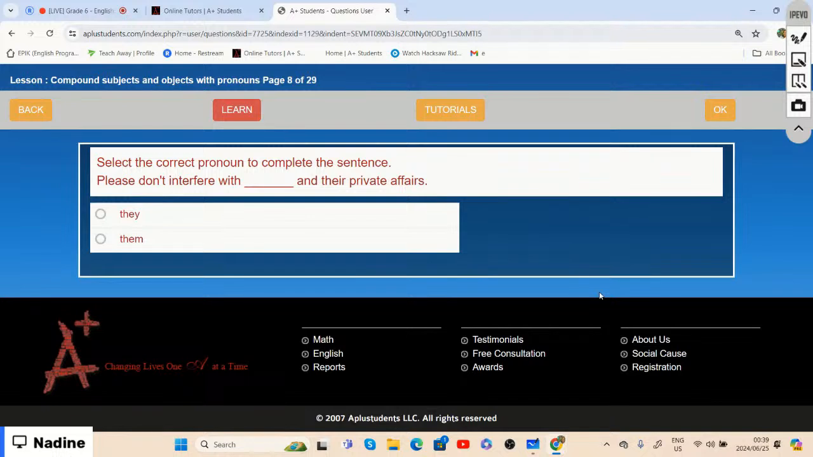All right, the last two, and then we'll do an activity. Do we say please don't interfere with they and their private affairs, or please don't interfere with them and their private affairs? We need to choose the correct pronoun. Is it a subject pronoun, being that the person is doing the action, or is it an object pronoun, that is either after an action verb or after a preposition?